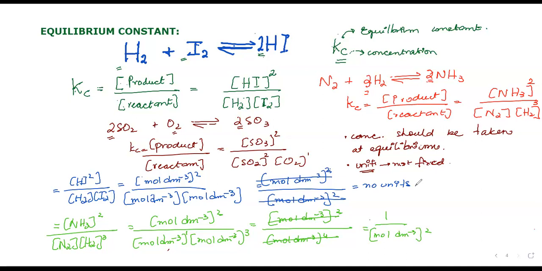So my unit, I can either write it down as 1 upon mole dm^-3 squared, or I can write it down as mole dm^-3 raised to the power of minus 2. You can either write it down like that, or you can write it down as 1 upon mole dm cube.